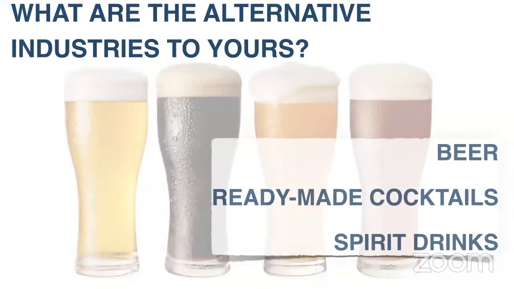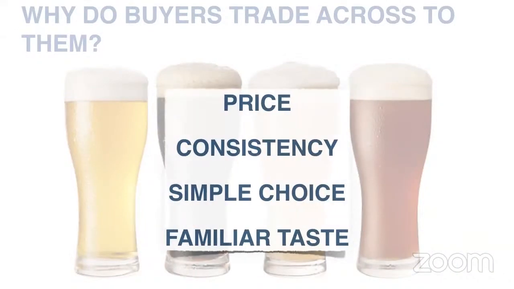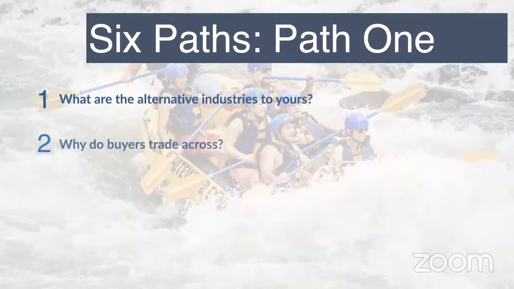There are different industries you can turn to if you're an alcohol drinker. The most important one is why. I found that they turn to beer because of price, consistency, simple choice, and familiar taste. The key one here is consistency. If you ask a wine drinker what they like about wine, it's not consistency. It's not having the same thing each time you open a bottle of wine. And this is what Yellowtail brought back to wine, consistency. So it's a simple set of questions, and people try to overcomplicate the 6 paths. For the first one, it's what's the alternative industry to yours, and why do buyers trade across?